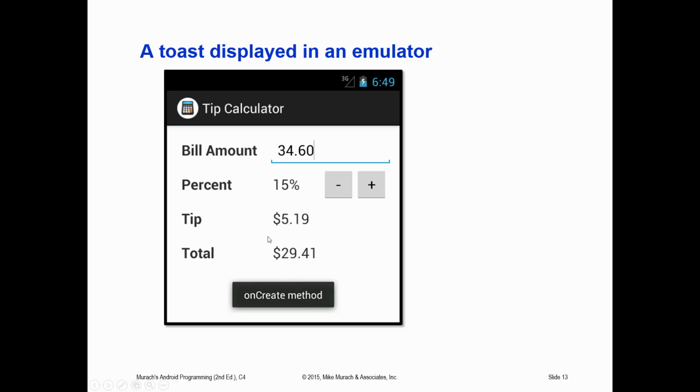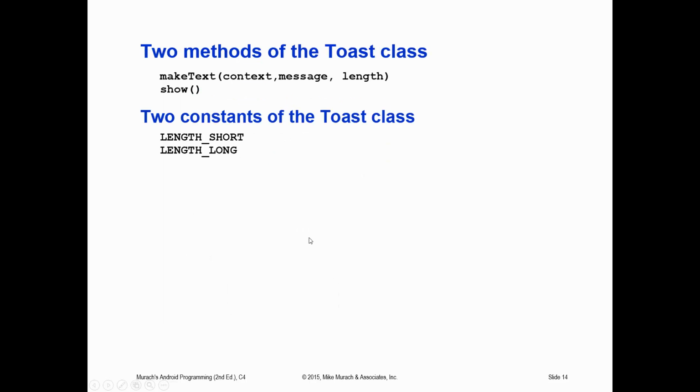This actually looks wrong. The bill amount was 3460. This number and this number should be transposed. I don't know why they've got it wrong like that, but they do. So if you want to use this, the first step is to import the toast class. To do that, you import android.widget.Toast with a capital T.